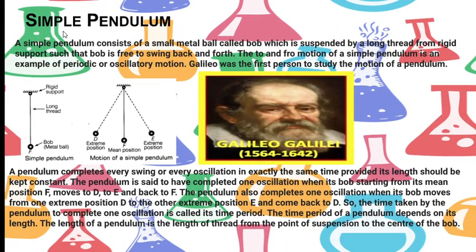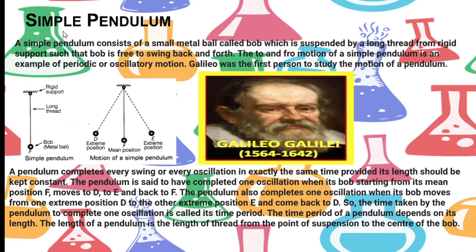Simple pendulum. A simple pendulum consists of a small metal ball called a bob, which is suspended by a long thread from a rigid support such that the bob is free to swing back and forth. The to and fro motion of a simple pendulum is an example of periodic or oscillatory motion. Galileo was the first person to study the motion of a pendulum.